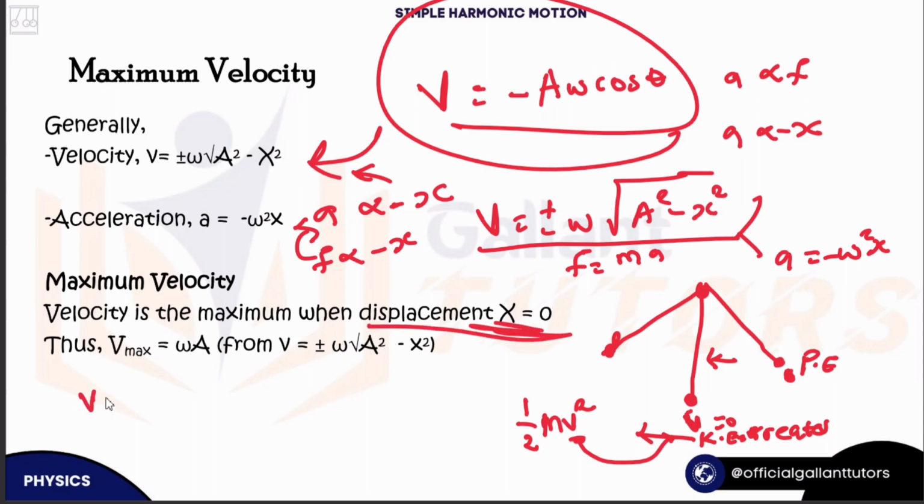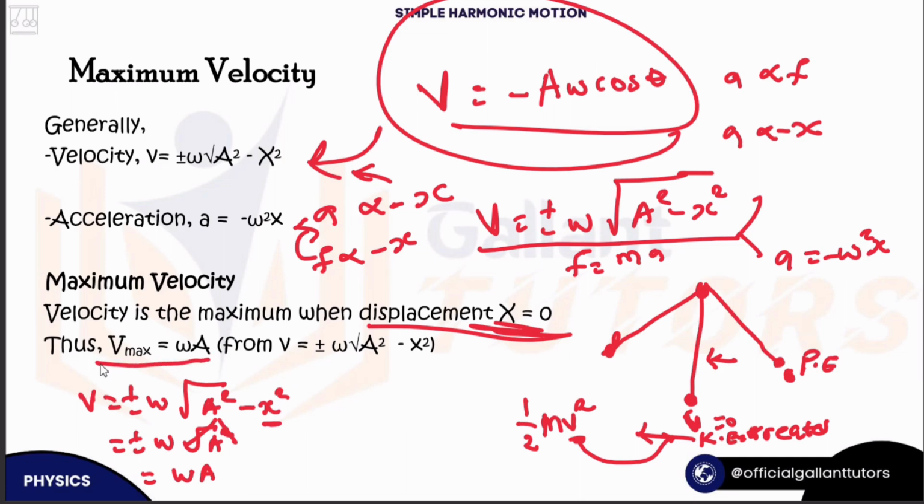So now let's bring out this formula. V is equal to plus or minus W square root A square minus X square, right? So since we say that X is 0, we are left with W A only, as the square and square root cancel. So that's how I arrived at this formula. Sometimes you might just be asked to find the maximum velocity, so don't stress your life. This is what you're going to make use of.